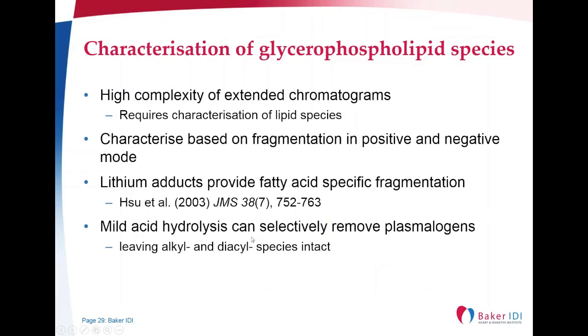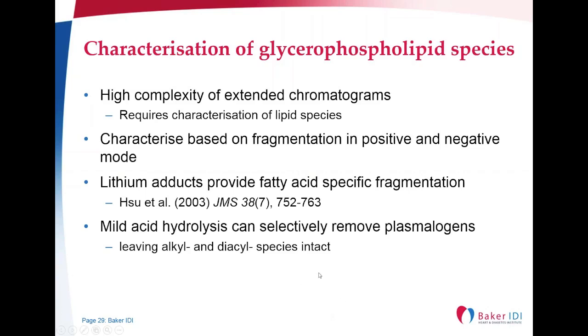Okay, and so without going through all of the highly complex chromatograms and characterization, a couple of people in my lab over the last year have done a lot of work to resolve and characterize these different species, and most of this work has revolved around characterization of the phospholipids as well as some sphingolipid species. And this is really based on going into detailed analysis of fragmentation in positive and negative mode. We use things like lithium adducts to give fatty acid specific fragmentation, particularly of those phosphatidylcholines. We also use hydrolysis to selectively hydrolyze plasmalogens, and so identify where you have complex mixtures, which species are plasmalogens and which are either alkyl or diacyl species.